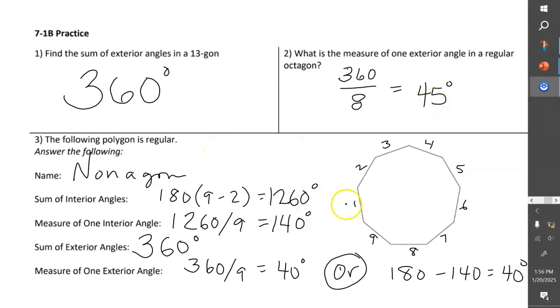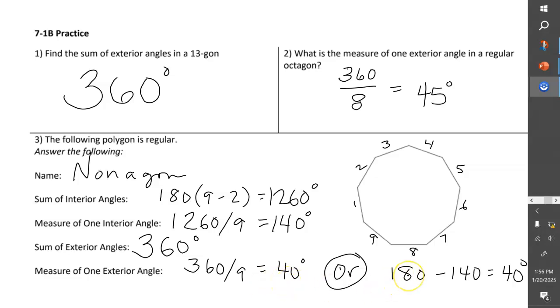And then number 3 is about this regular polygon, which has 9 sides, so it's called a nonagon. The sum of the interior angles is going to be 180 times 9 minus 2, or 1,260 degrees. If I want the measure of one interior angle, I do 1,260 divided by 9, which is 140 degrees. And then the sum of the exterior angles, that's 360 degrees always. I don't care how many sides you have. And the measure of one of the exterior angles is going to be 360 divided by 9, because they're all the same size, which is 40 degrees.